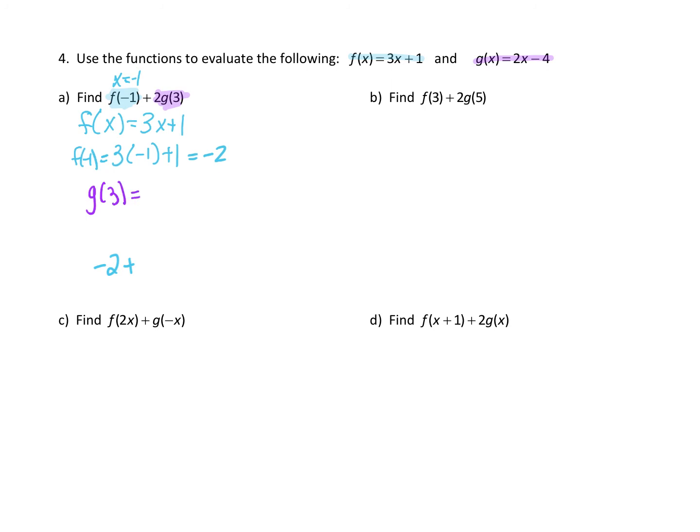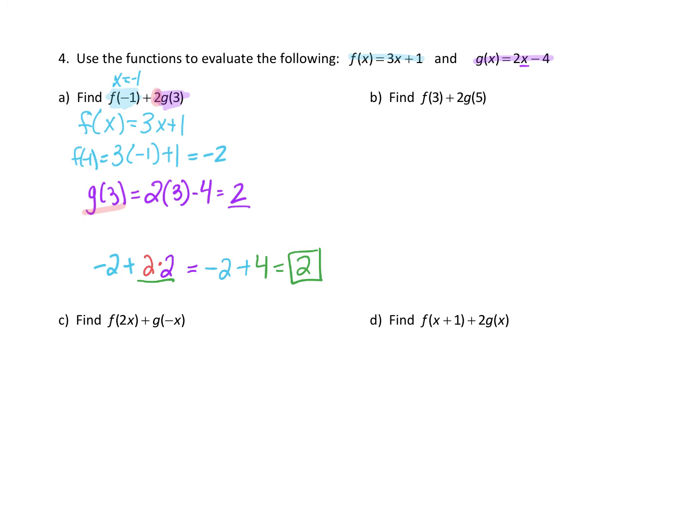So that means I'm going to take 3 and plug it into the x of g. So instead of 2x, 2 times 3 minus 4, 6 minus 4 would give me 2. But now I need to do 2 times g of 3. So that means I need to do 2 times 2. So order of operations, I'm going to have negative 2 plus, well, 2 times 2 is 4. So my final answer would be 2.